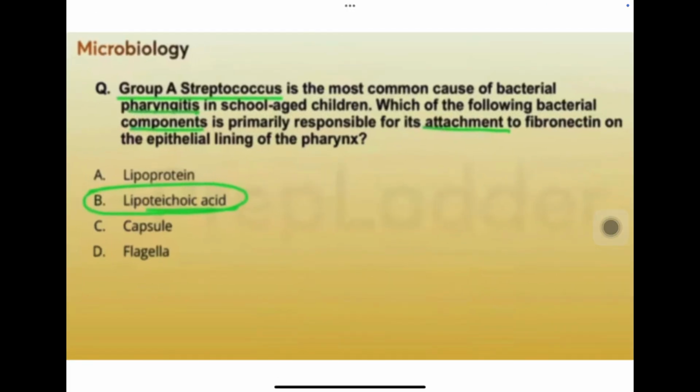Microbiology, NEET PG 2025 paper solution. Question: Group A Streptococcus is the most common cause of bacterial pharyngitis in school-aged children. Which of the following bacterial components is primarily responsible for attachment to fibronectin on the epithelial lining of the pharynx? That is your lipoteichoic acid. We remember teichoic acid is for attachment.